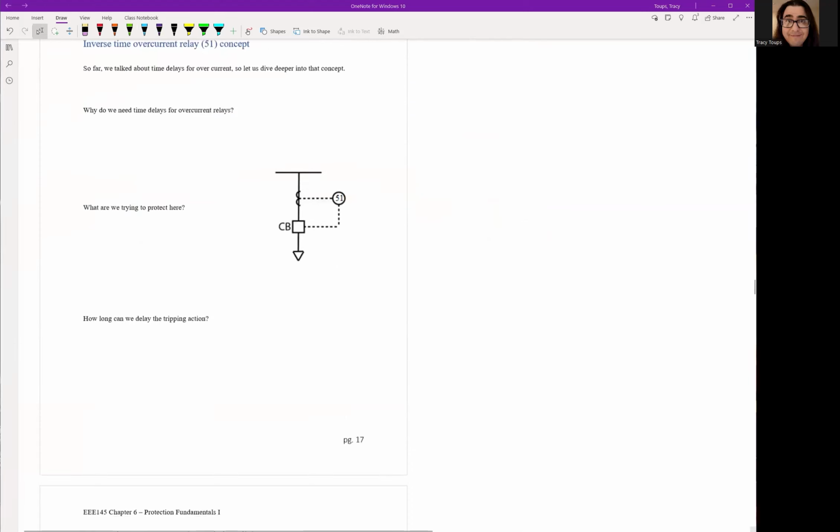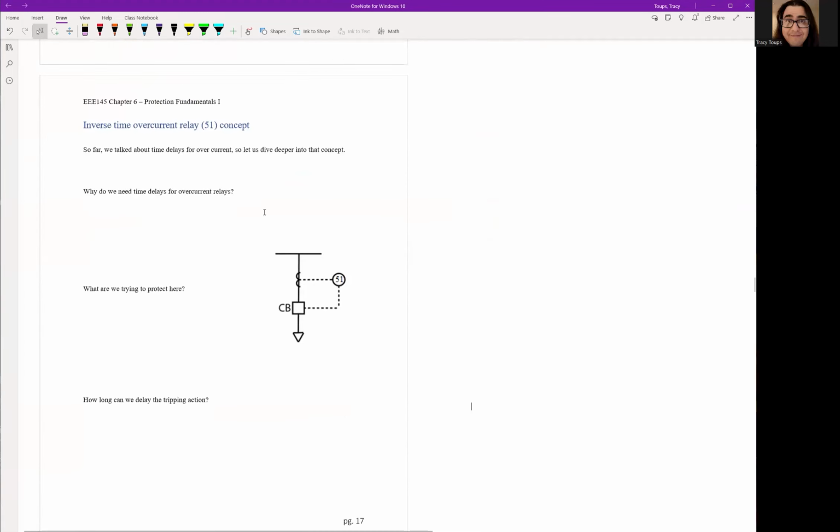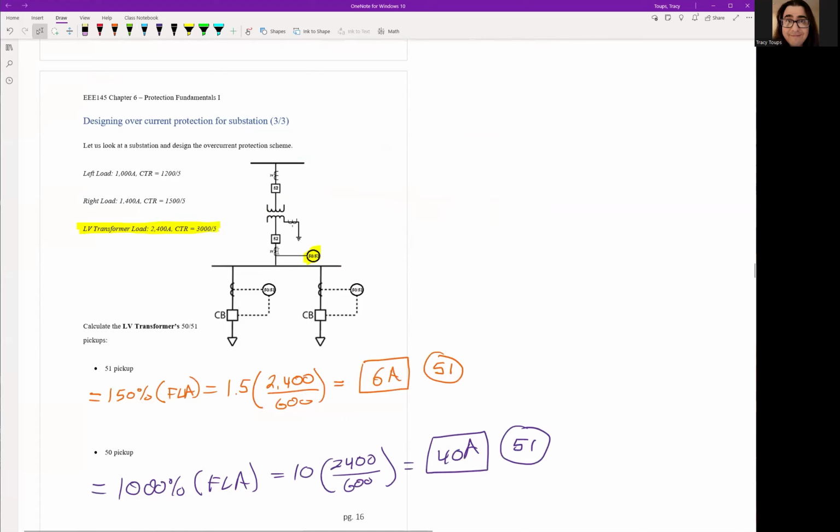Oh, we got one more. Sorry. Another question would be, actually, no, sorry. I think we'll go ahead and call it there, and we're going to come back next time and start talking about the inverse time overcurrent relay concept. Mainly today, I want to make sure we hit the tap settings and we see how to calculate 51 pickups and 50 pickups. Okay, so let's call it a day here.